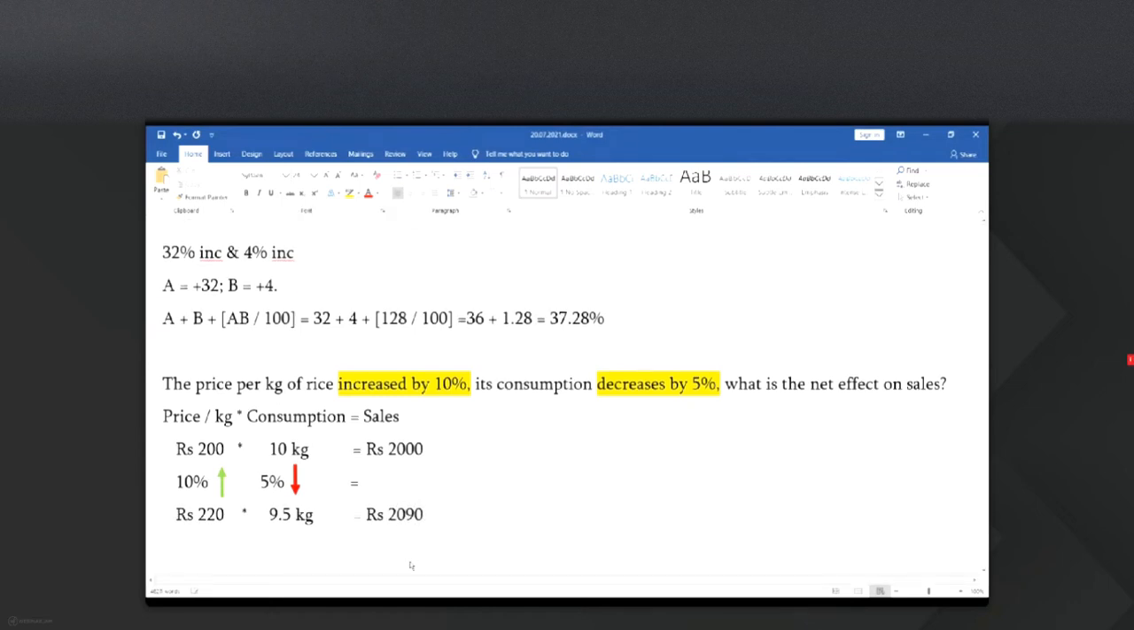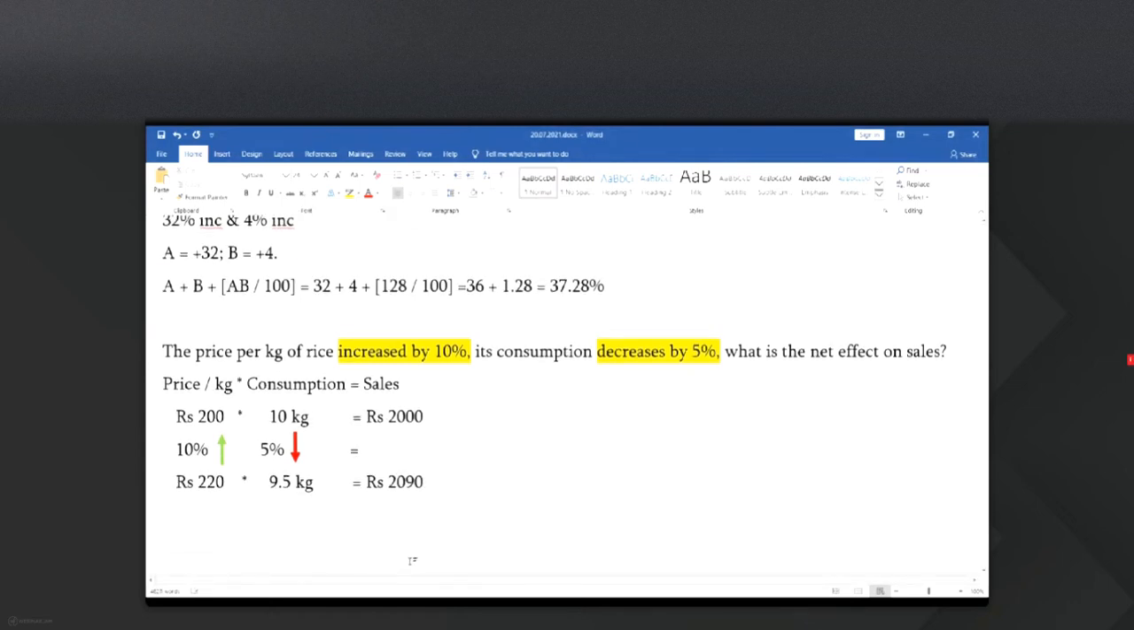Now, the question is, what is the net effect on the sales? Net effect on sales, or they'll give it percentage wise. So you have to see what is the percentage increase or decrease because of this. Because of these two changes, obviously there is a percentage increase. So the percentage increase would be 2090 minus 2000 divided by 2000 into 100. This is the net effect here.